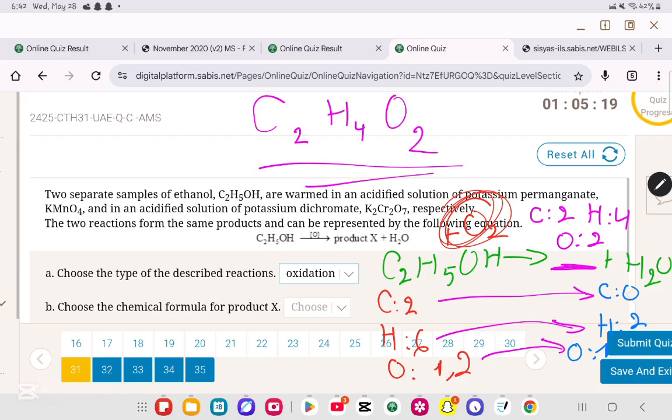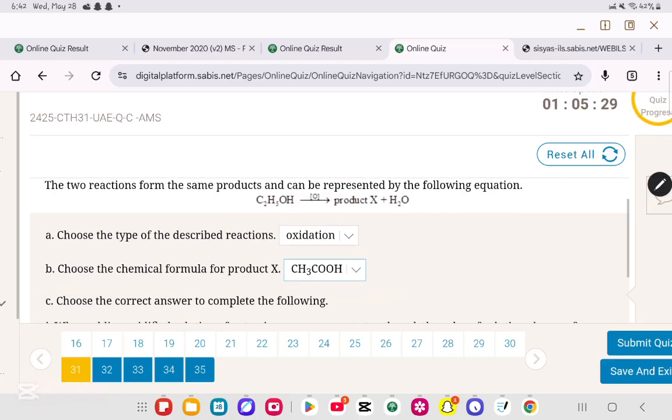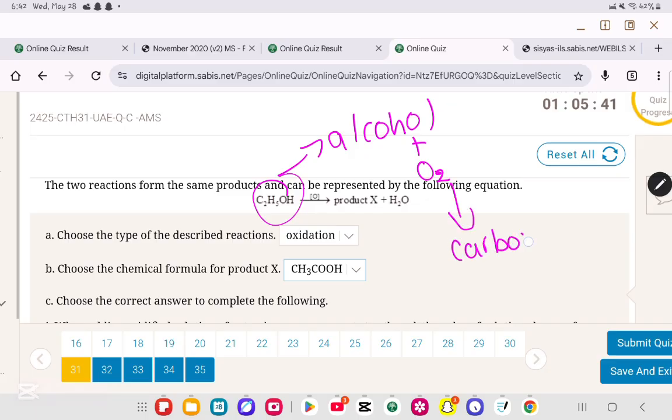It cannot look like this, so we're going to open the answer key and see which one looks close to what we need. This has 2 carbons, 4 hydrogen, and 2 oxygen, so definitely this is our answer. Now another way you could think of it is that this is an alcohol. When you oxidize an alcohol, it will give you a carboxylic acid.